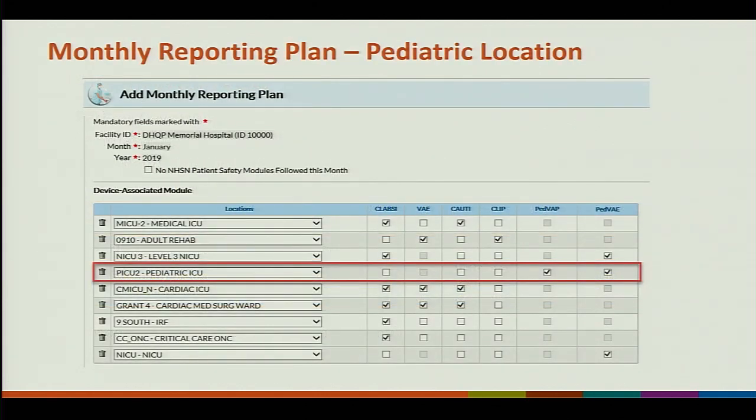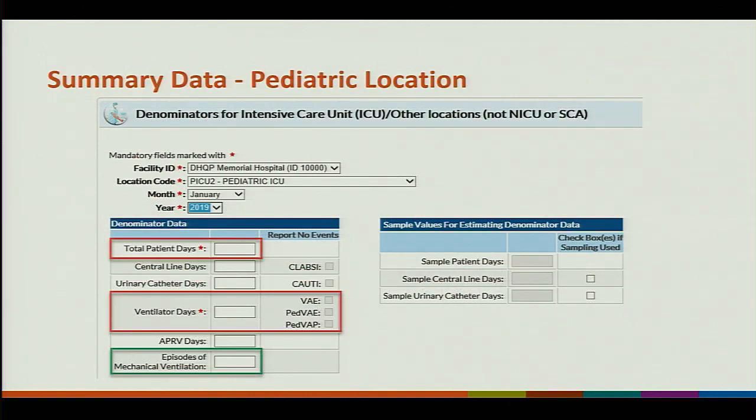When you're looking at your monthly reporting plan, just want to point out, and it's not maybe as obvious here, but in your pediatric location, you can select PedVAP or PedVAE in plan. You will see that VAE is grayed out. You would not be able to select that in the application. And once you have selected it in this pediatric location, when you go to fill in your monthly summary data, you'll note that the asterisks, total patient days and ventilator days, those are the required. And then the other field, the episode of mechanical ventilation in this location, is optional.